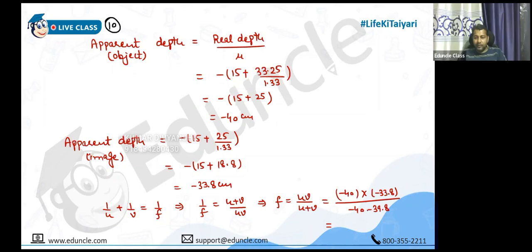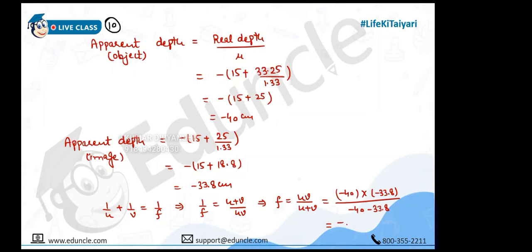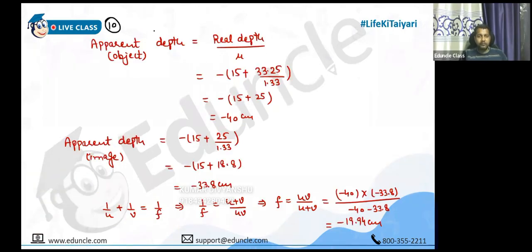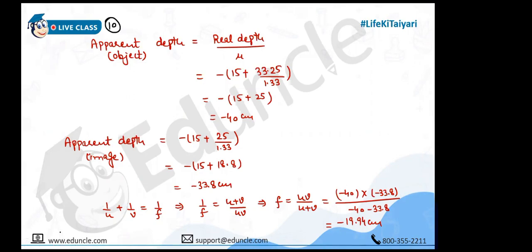So now what is this value? So 19.94. So it means this is the answer, no? C option. Please check everyone. Done? Yes, sir.